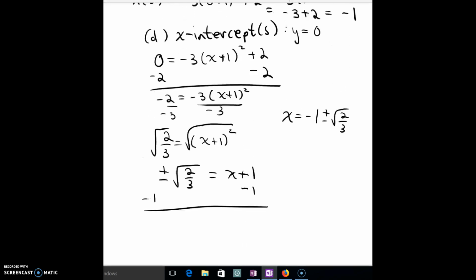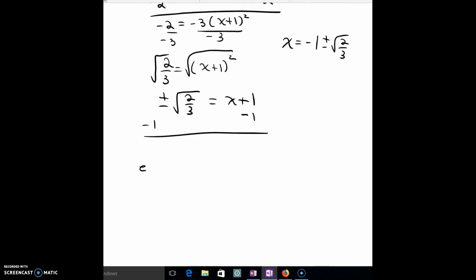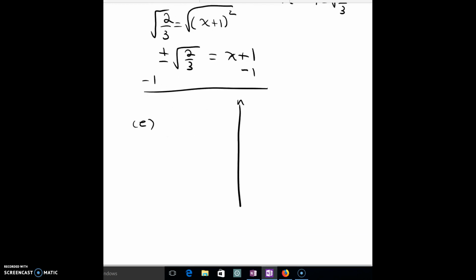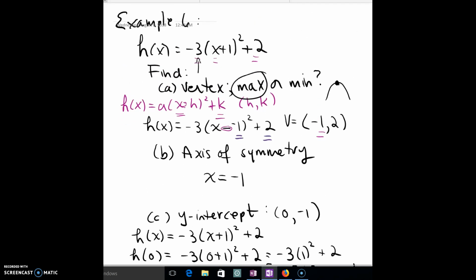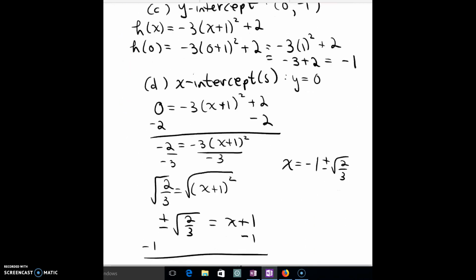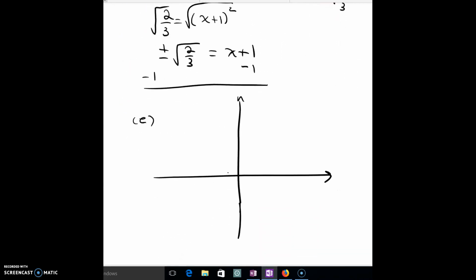Now for this last part of this question, I want us to put all this information together and come up with a nice comprehensive graph that ties everything into each other. The first thing when I'm graphing is I'm going to go to the vertex. Remember, we had a vertex at negative 1, 2. So here's my vertex at negative 1, 2, right here. Now remember that this represents a maximum.